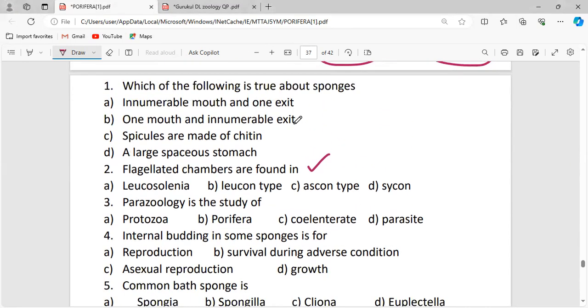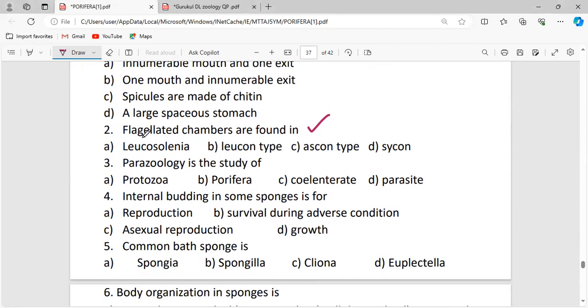Okay, what is the answer? Flagellated chambers. I explained flagellated chambers when I taught about the canal system. What are flagellated chambers? Yesterday I explained: which canal is said to be a flagellated chamber?